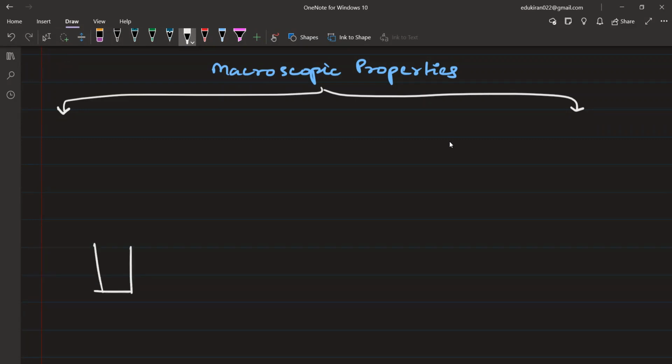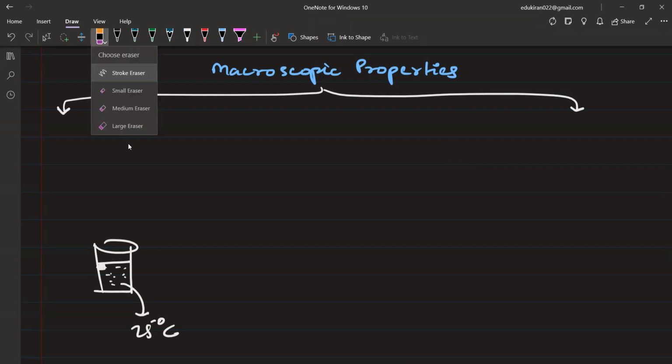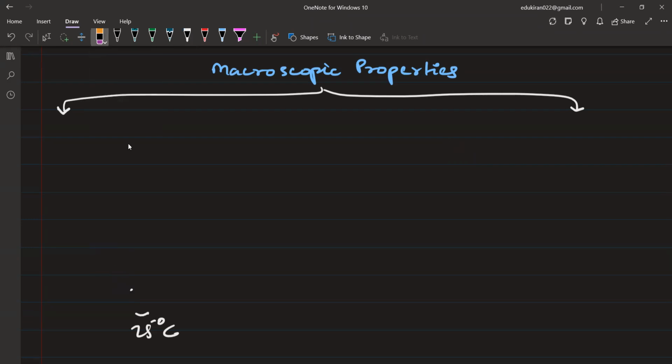If I have a bucket of water, this whole bucket is water, and let us suppose it is at 25 degrees Celsius. Even if I take a small amount of water, that is also going to be 25 degrees Celsius. So temperature is also a macroscopic property that does not depend on mass.